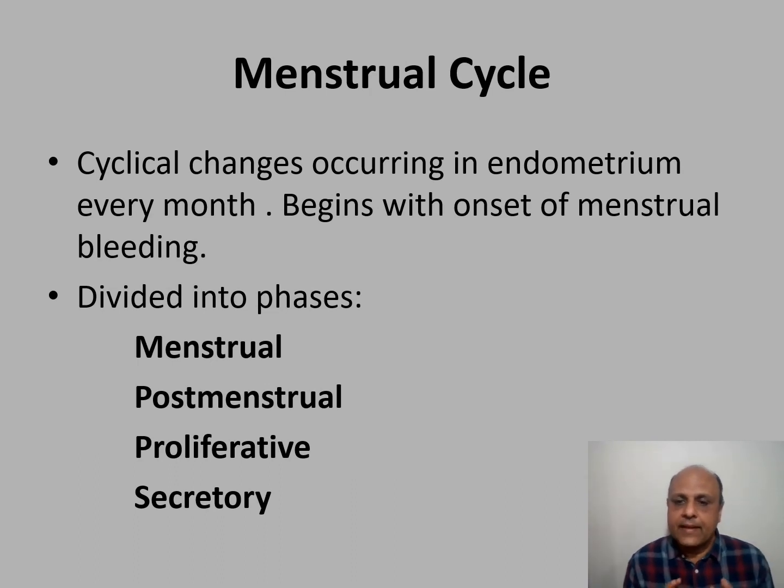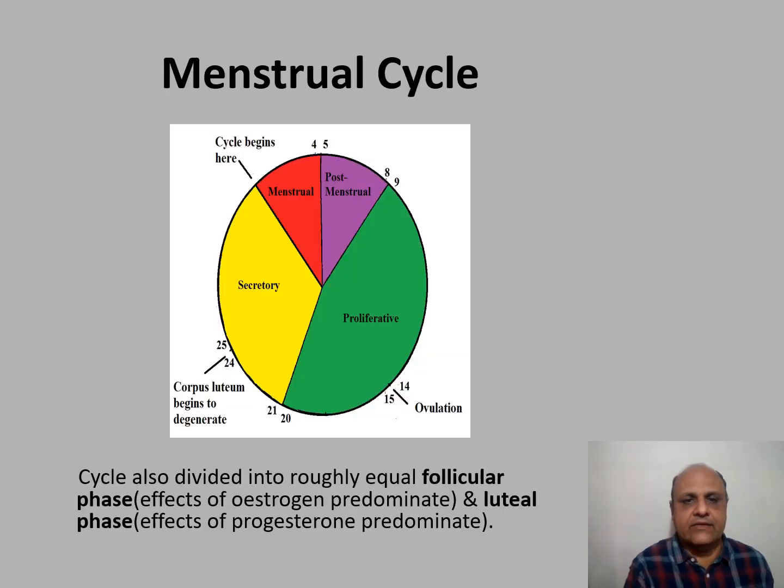Now we come to the menstrual cycle. So what is the definition of menstrual cycle? Cyclical changes occurring in endometrium every month. That is called the menstrual cycle. So menstrual cycle begins with the onset of menstrual bleeding, and it is divided into 4 phases: menstrual, postmenstrual, proliferative and secretory. So in this figure you can see the 4 phases.